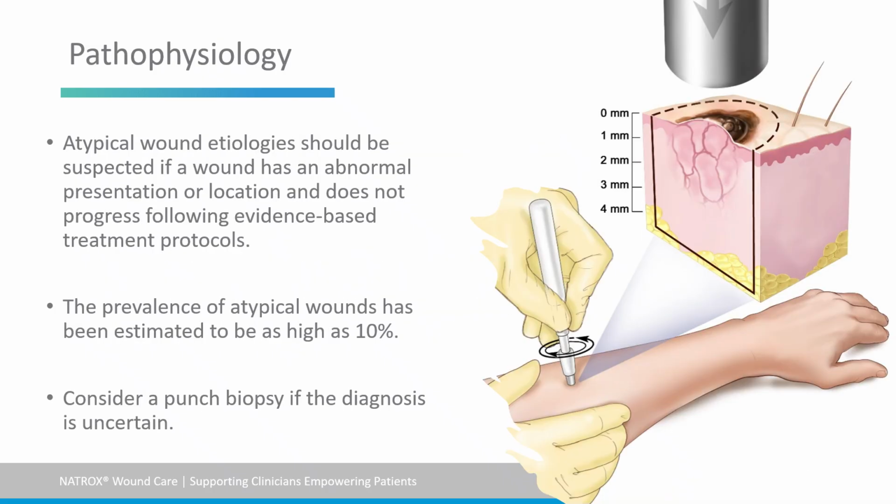Atypical wound etiologies should be suspected if a wound has abnormal presentation or location and does not progress following evidence-based treatment protocols. The prevalence of atypical wounds has been estimated to be as high as 10%. Consider obtaining a punch biopsy if the diagnosis is uncertain.